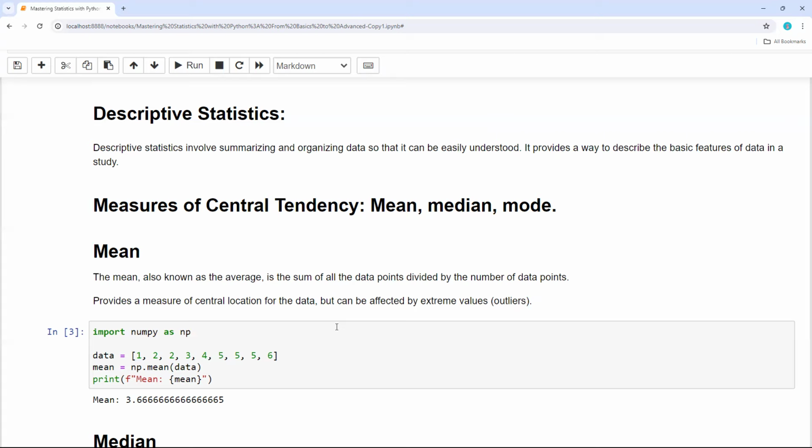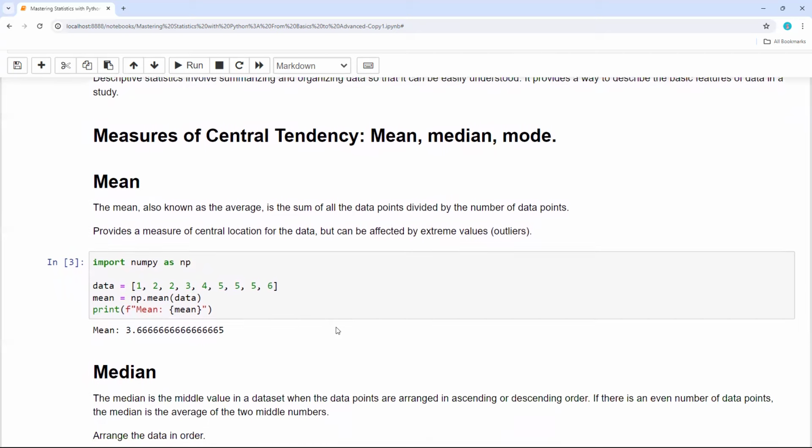So when it comes to the important thing, the measures of central tendency: mean, median, mode. So first we'll start with the mean. The mean, also known as the average, is the sum of all the data points divided by the number of data points, and provides a measure of central location of the data, but can be affected by extreme values, outliers. For example, I have a list of numbers.